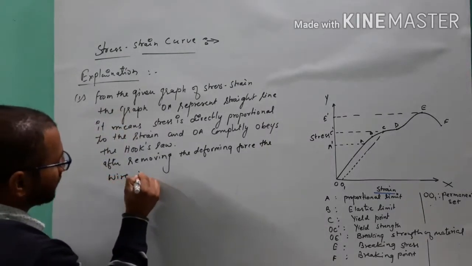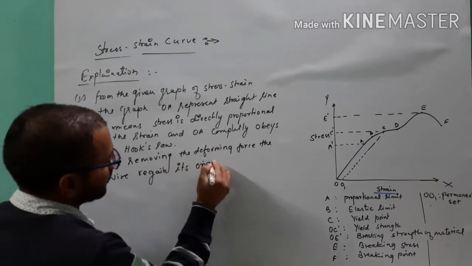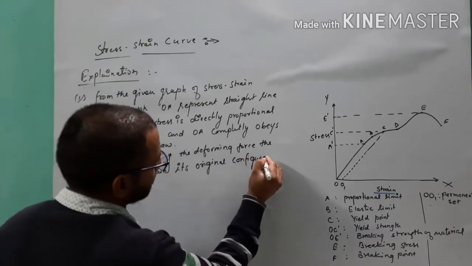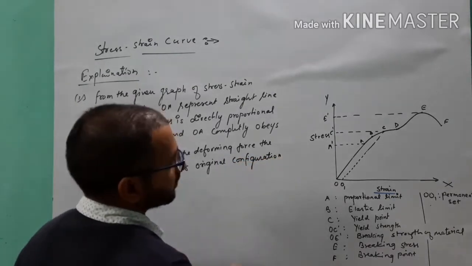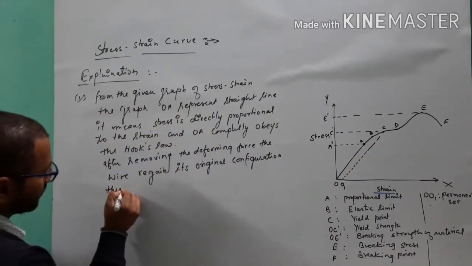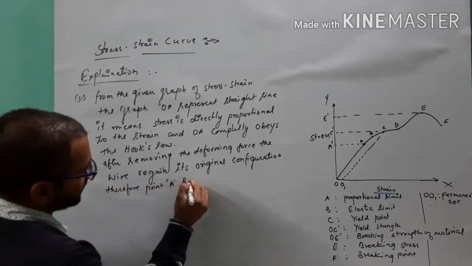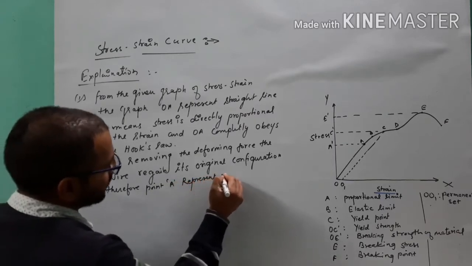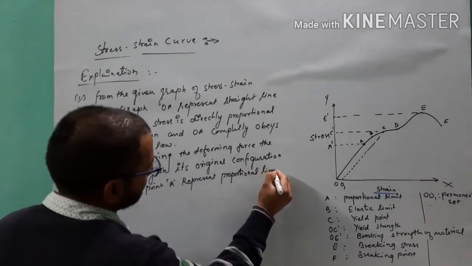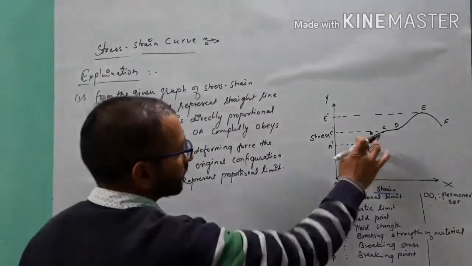the wire regains its original length or configuration. Point clear? So it means that point A represents the proportional limit. Point clear? This is the explanation of the curve O to A.